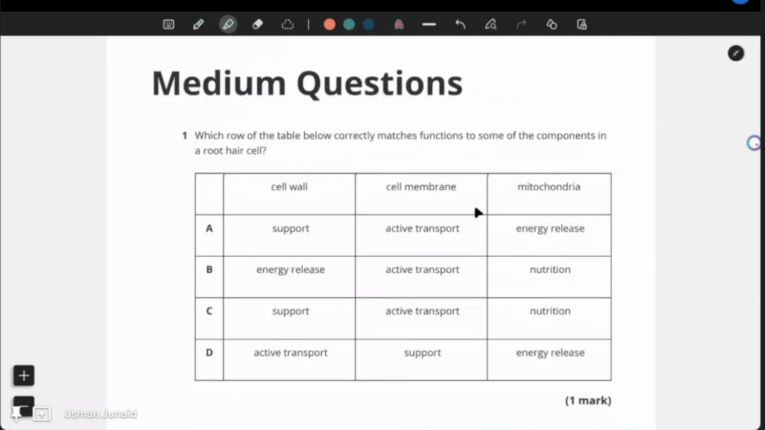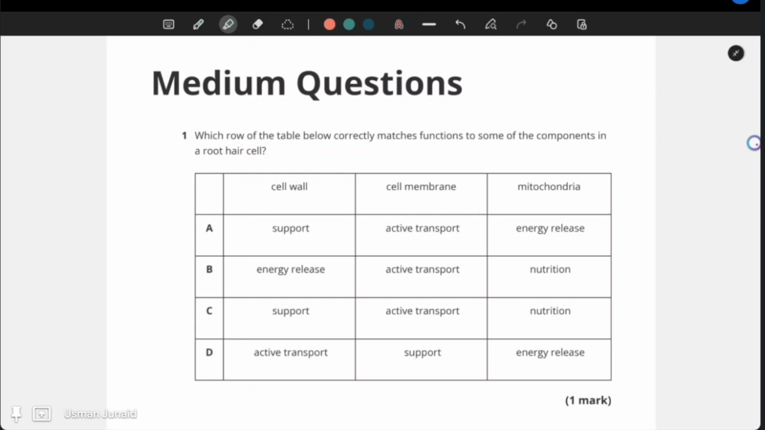Now moving on to this question. Which of the following tables correctly matches the functions to some components in a root hair cell? Cell wall, cell membrane, mitochondria. Cell wall, what does the cell wall do? Support. So it's either A or C, right? For the cell membrane, all the options are the same. So it's still A or C.